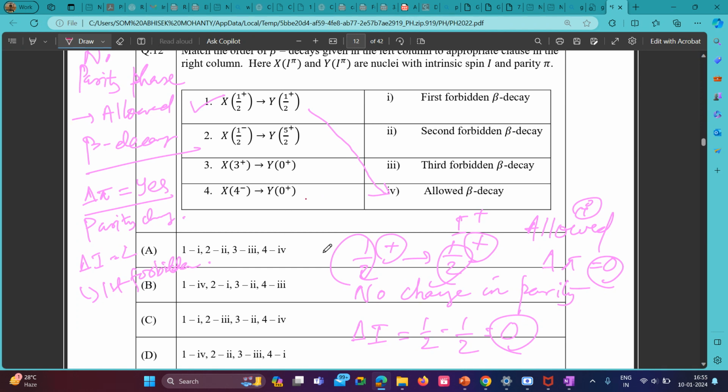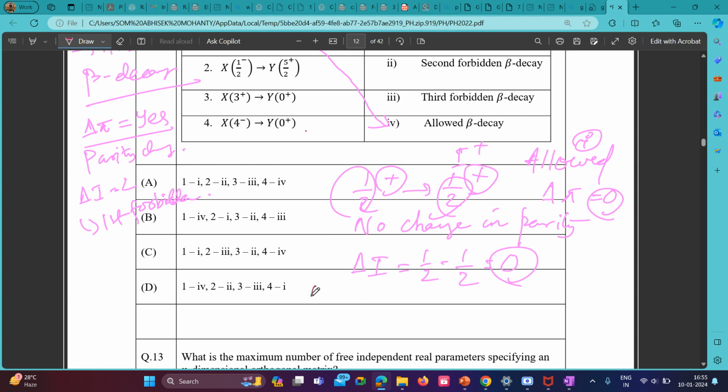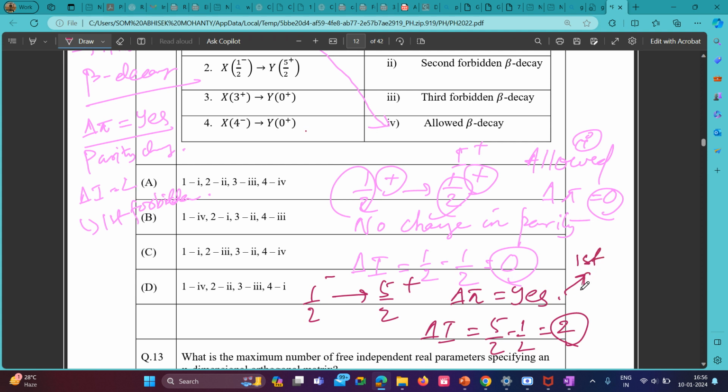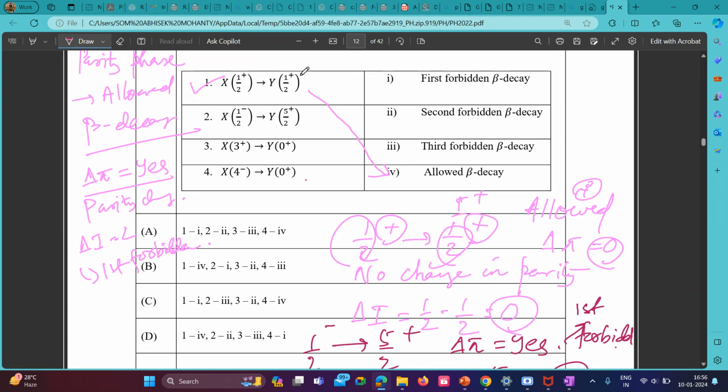Half minus to 5 by 2 plus, half minus to 5 by 2 plus. Here, del pi is changing. Yes, there is a change in parity. Now, del I is how much? 5 by 2 minus 1 by 2, that is 4 by 2, that is 2. So, del I is 2, parity is changing. That means this is what? First forbidden, isn't it? This is your first forbidden. So, it goes like this.